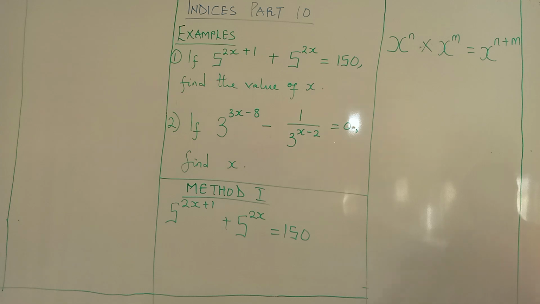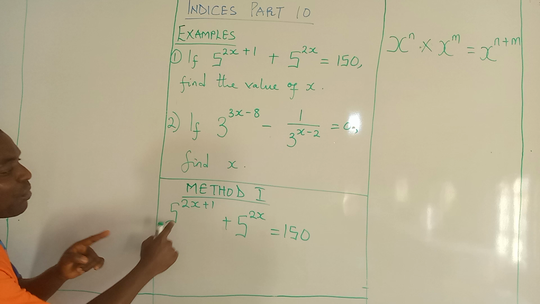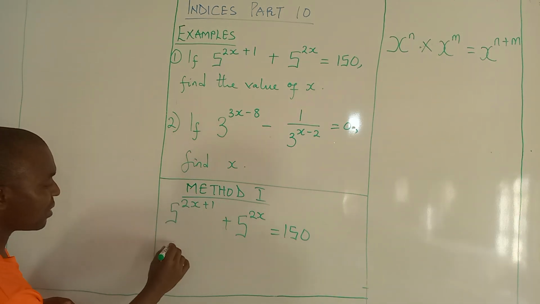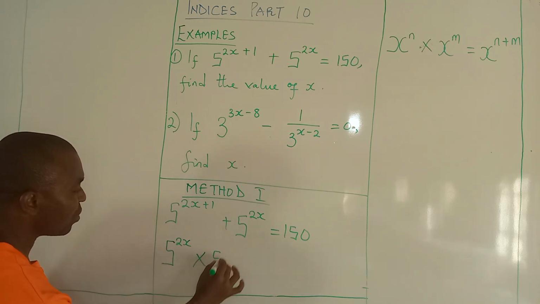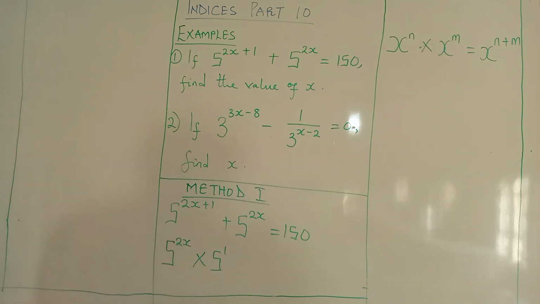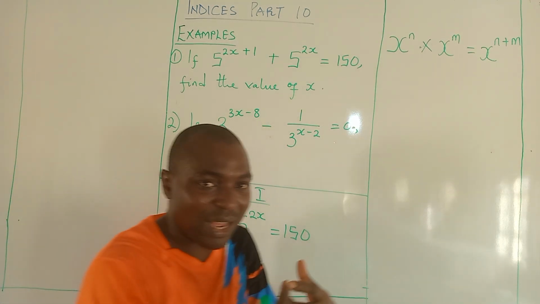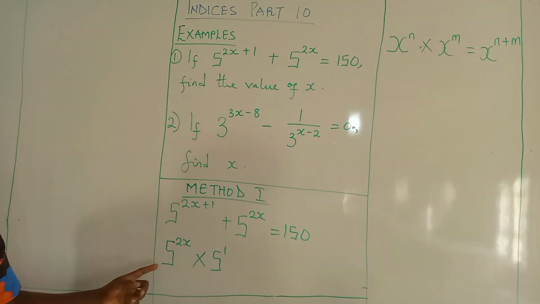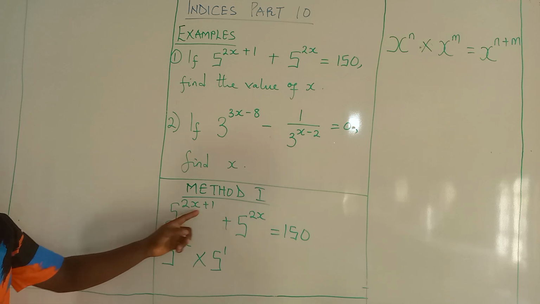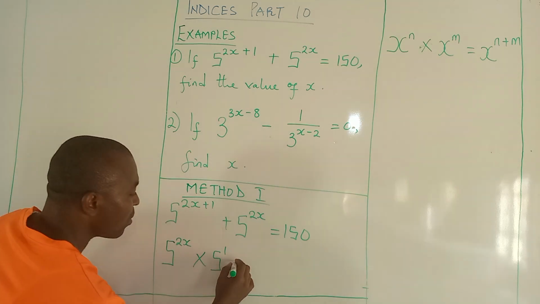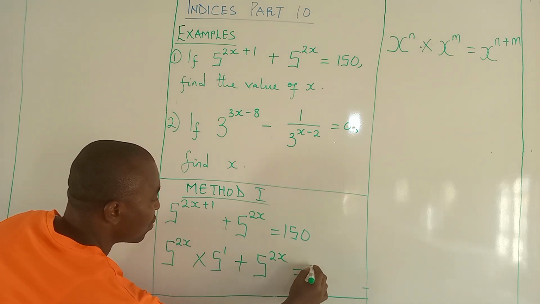So looking at this question, we can rewrite 5 raised to power 2x plus 1 as 5 raised to power 2x times 5 raised to power 1. Because when the bases are the same and it is multiplication, we can add their powers. So looking at this, the base here is 5, the base is 5. So you can also express it this way by adding their powers. Plus 5 raised to power 2x is equal to 150.